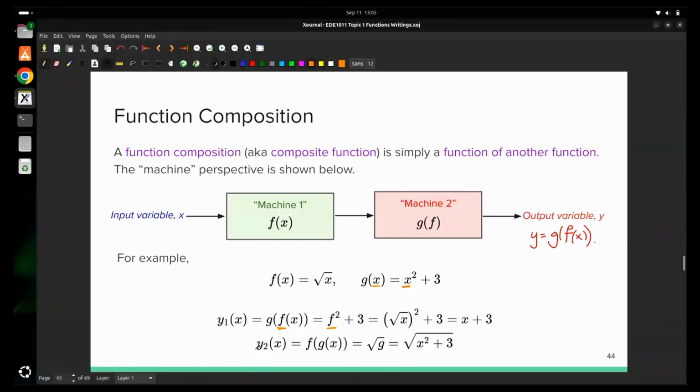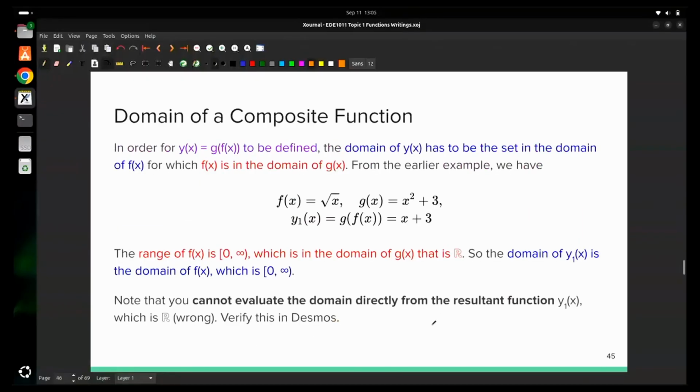The same goes for y2. y2 is f of g, so therefore it's really just root g, because f is just the square root function. You put the whole g inside, so therefore you get the root of x squared plus 3. This one is nothing much, it's really just substitution, which I think many of you have done before. Then maybe a little bit more complicated will be the domain of the resultant function.